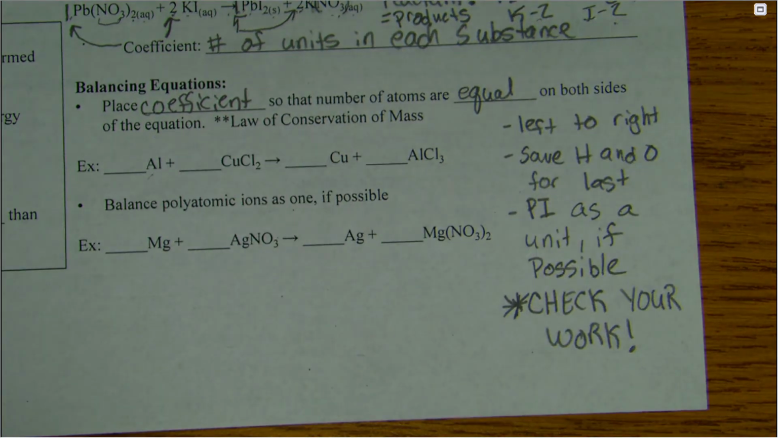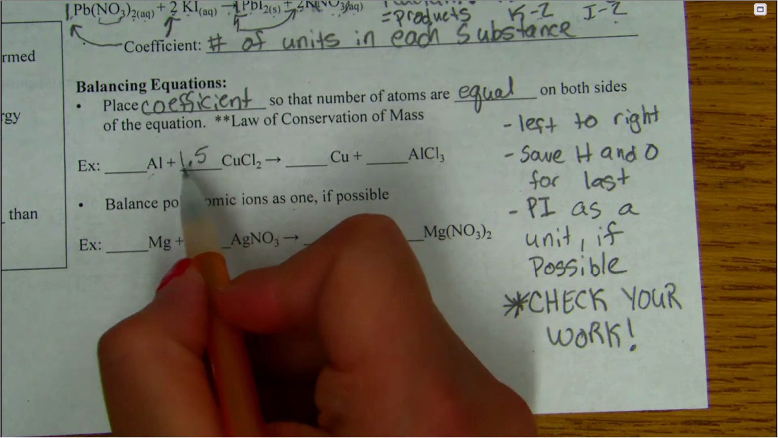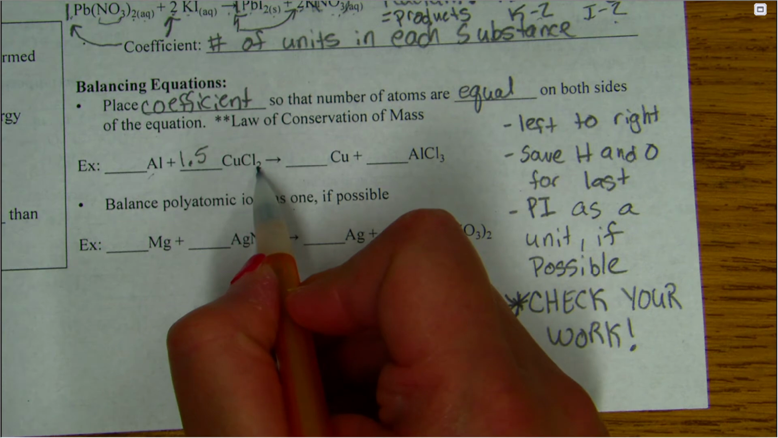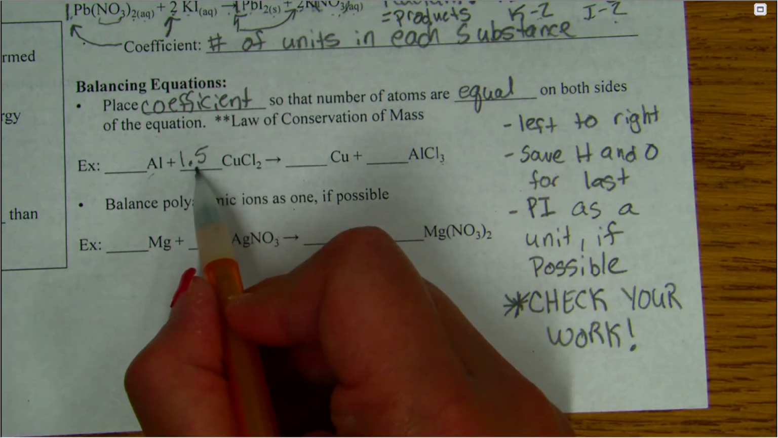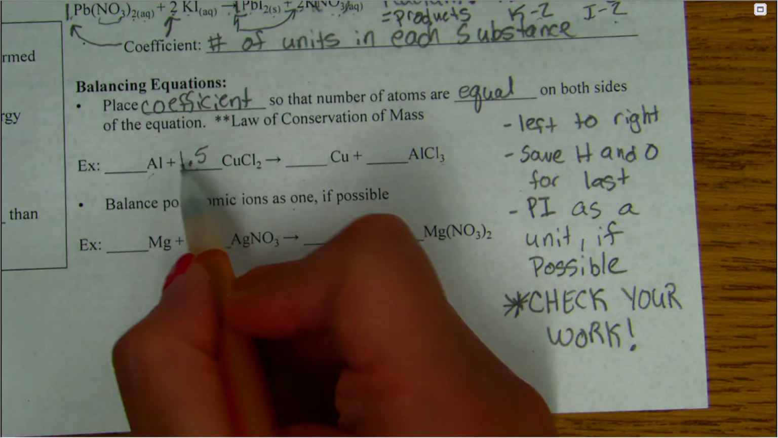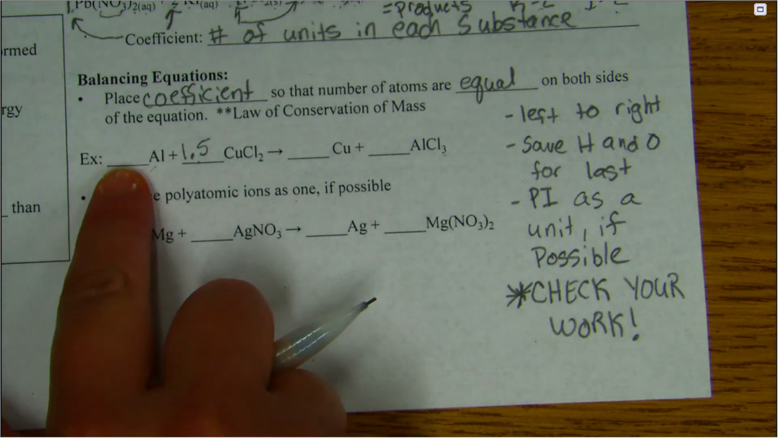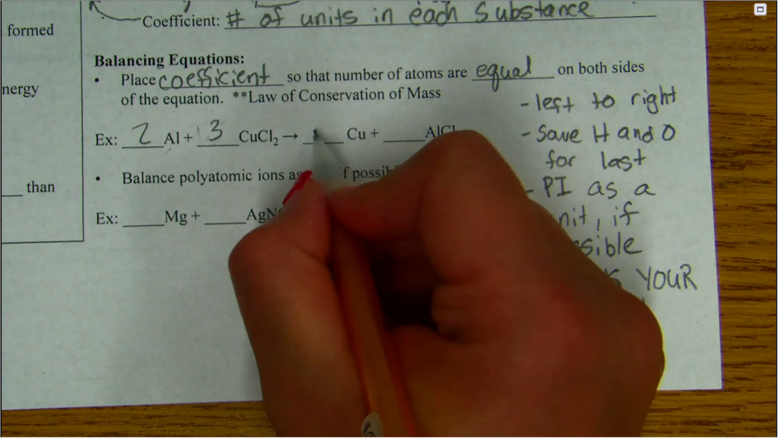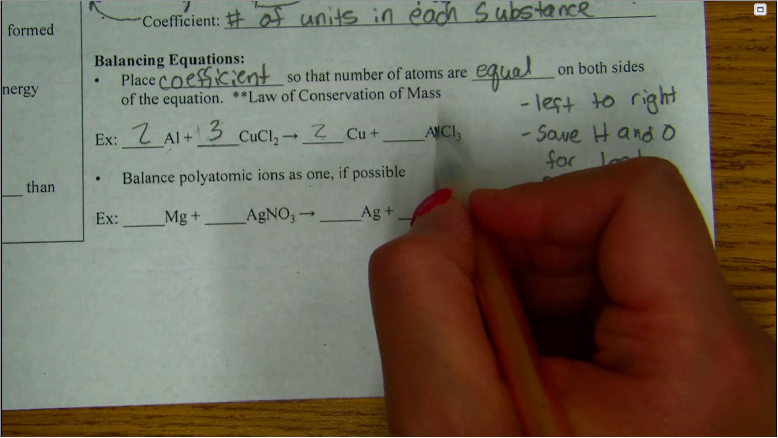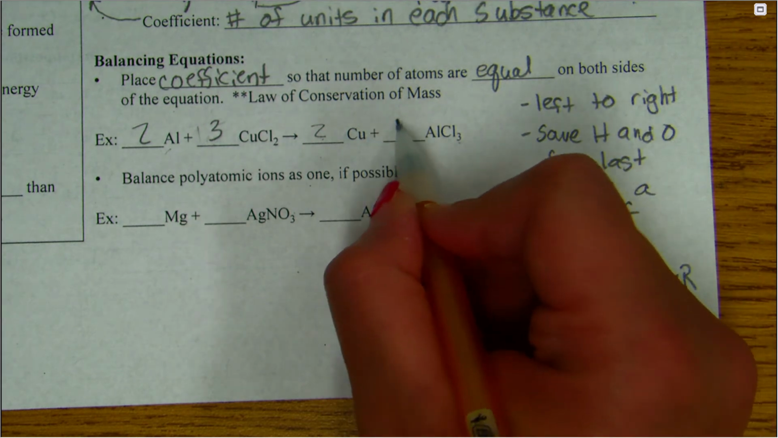Because everything is balanced except for chlorine, I can put a 1.5 in front of here, because 1.5 times 2 is 3. I have 3 chlorines on the left. I have 1.5 on the right. Now, we cannot have a half of a compound. So in this case, I have to multiply everything by 2. So 1 times 2 is 2. 1.5 times 2 is 3. 1 times 2 is 2. And 1 times 2 is 2.